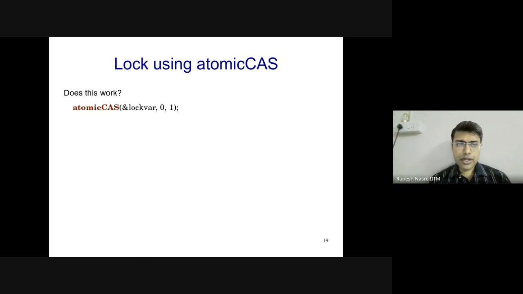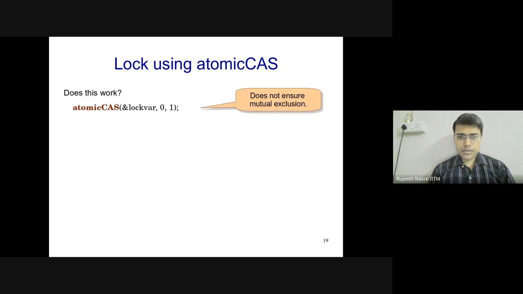So will this work? Atomic CAS of &lock var, 0, 1. Right, so I say that the original value of the lock variable is zero, and I'm just going to check if that is zero and set it to one. Unfortunately, this code does not ensure mutual exclusion because every thread is going to execute this code. It will just set a lock where if it is zero, then set it to one. Otherwise, it remains whatever it was. So that doesn't ensure mutual exclusion because every thread executes it and starts entering the critical section.